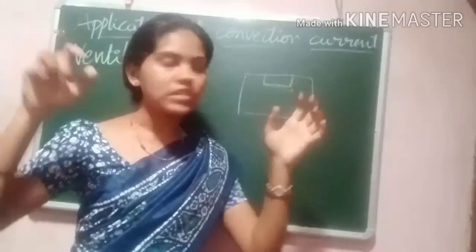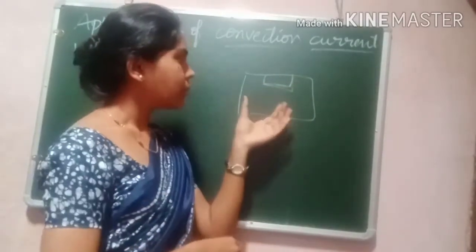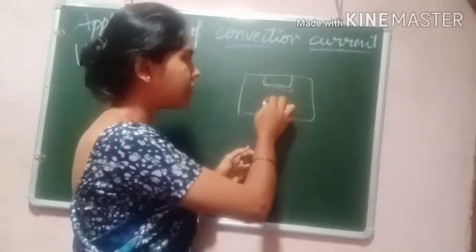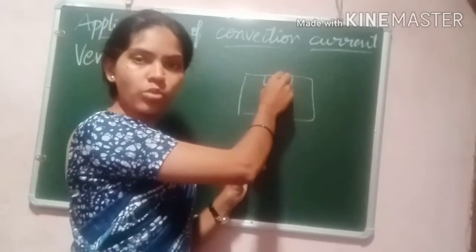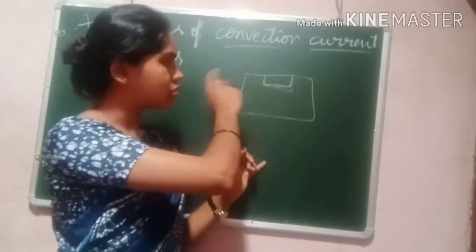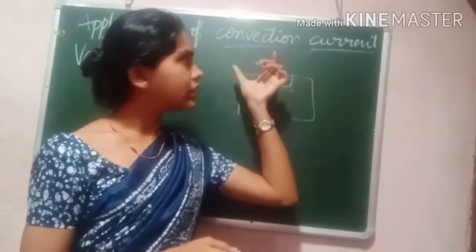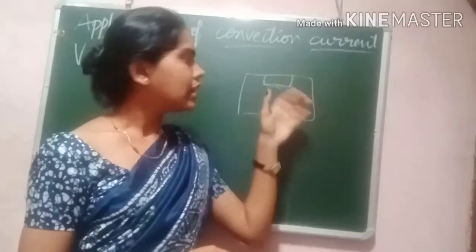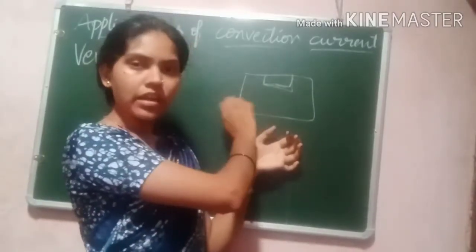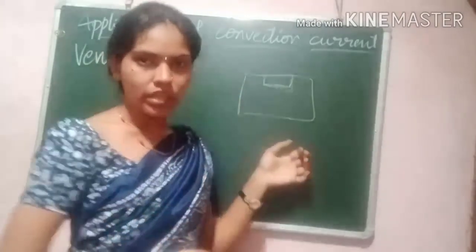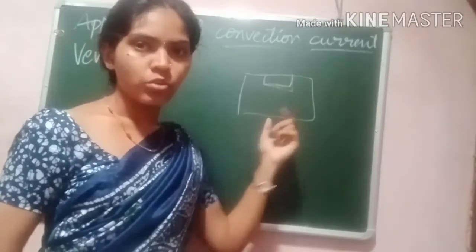That is why we keep this small opening. The hot air will rise up, expand, and exit through this small opening, that is, through the ventilators. This is one application of convection current, and that room will be occupied by cool air through the windows and doors. Got it? This is how the convection current takes place in the room.